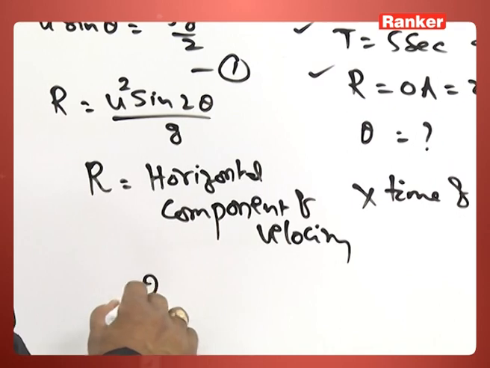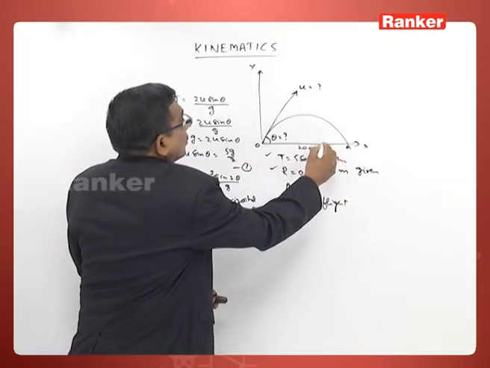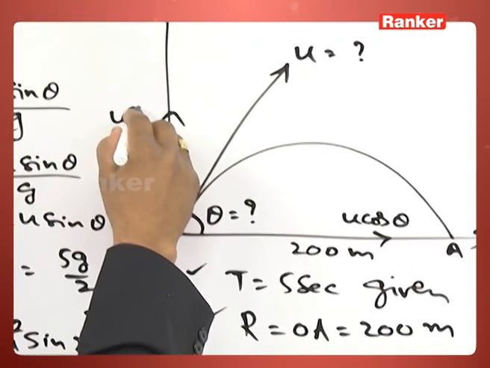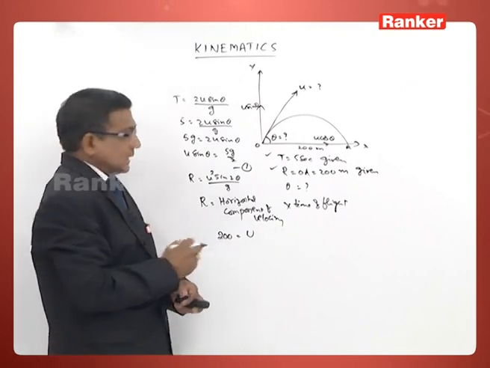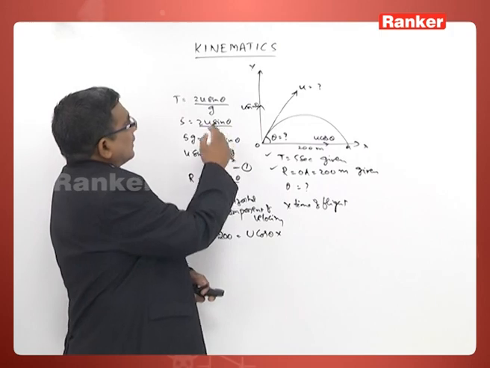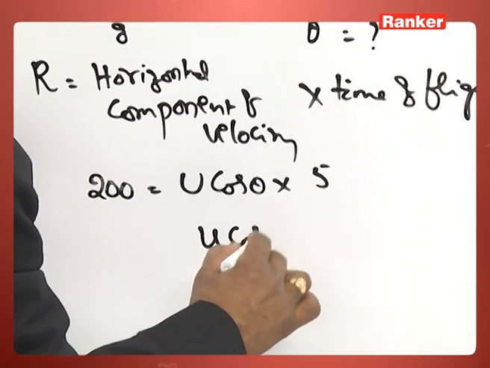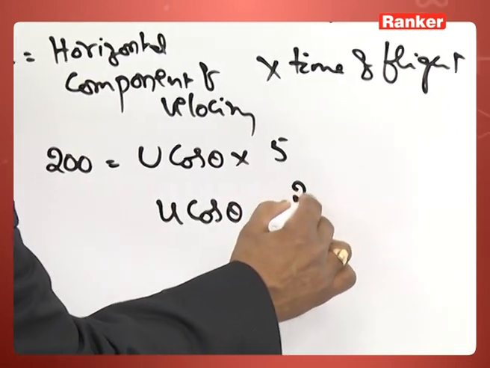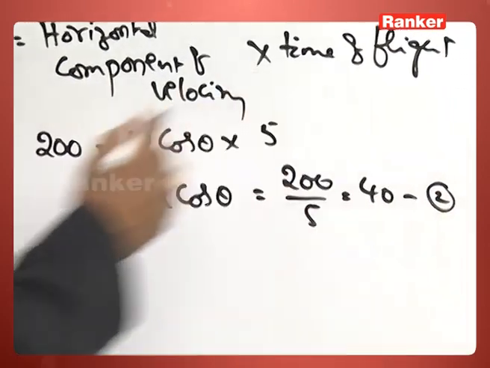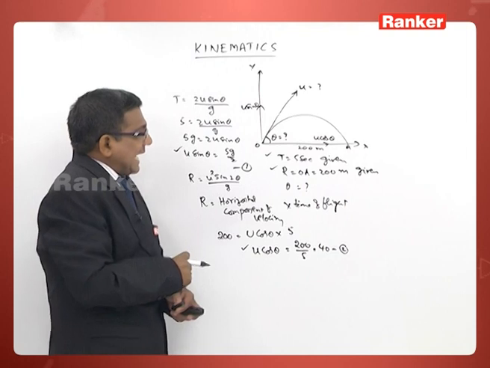So from this what do you write? Range 200 is equal to the horizontal component. You know velocity can be resolved into components. This will be u cos theta, this will be u sin theta. These are all the fundamentals of projectiles. So this will be u cos theta into the time of flight, which is already given as 5. So u cos theta is equal to 200 by 5. 200 by 5 is 40. Equation 2.